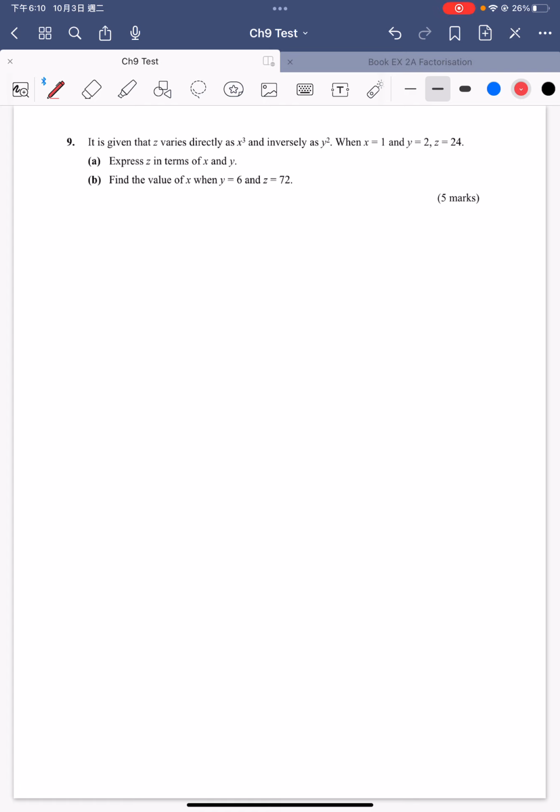Question 9, we have z varies directly as x cubed and inversely as y squared. So this is a joint variation, isn't it? So now we have z is proportional to x cubed, but it's inversely, so we divide by y squared. Then we change this sign to become equal to k. Then we have z is equal to kx cubed divided by y squared.